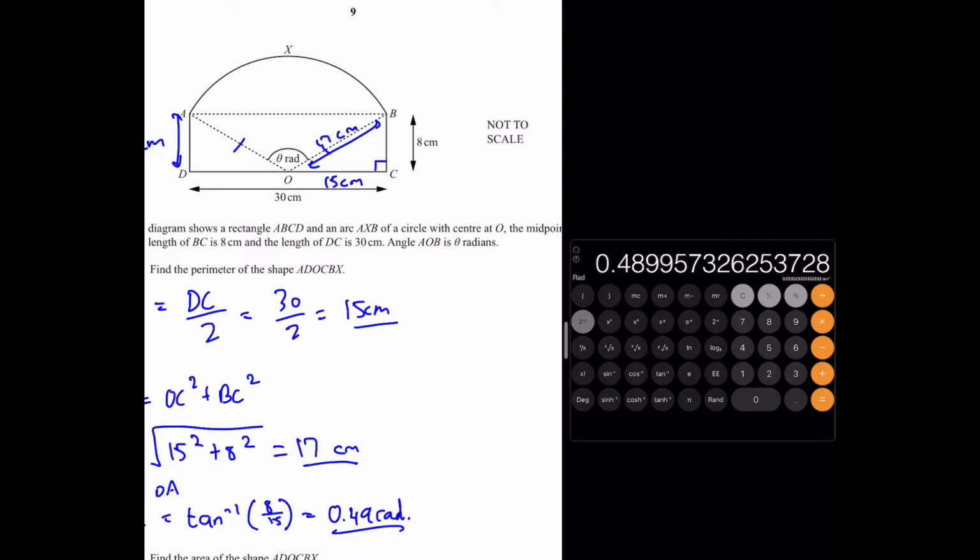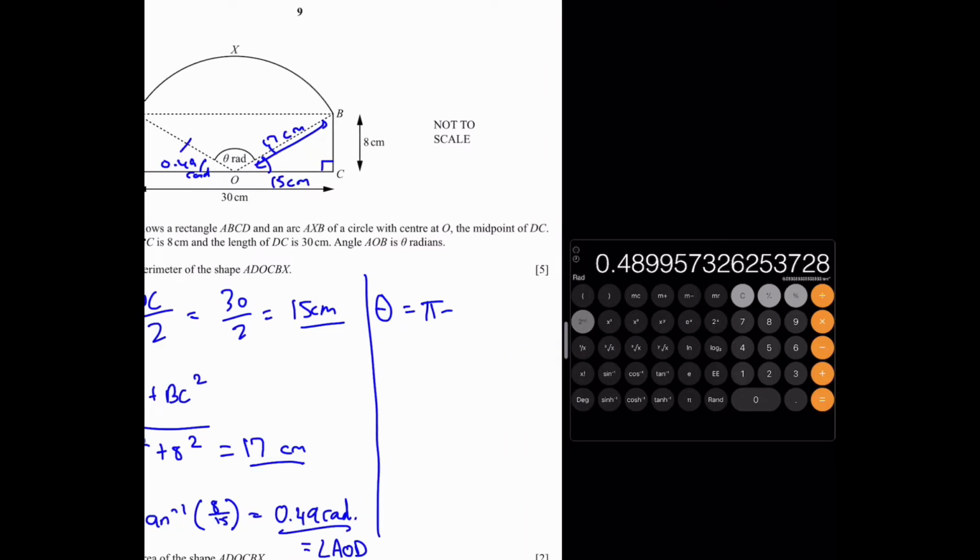Now this is also the same as angle AOD, which is this one here. So these two are both 0.49 radians. And 180 degrees, which is this whole angle here, is pi radians. So this angle theta is going to be pi minus 2 times 0.49. And when we do that, pi minus 0.98 basically, 2.16 radians.